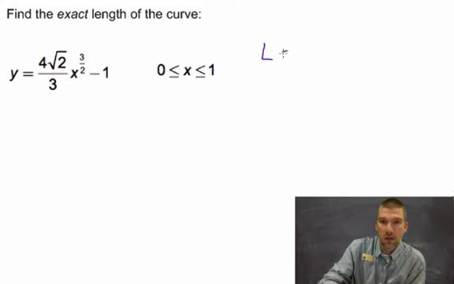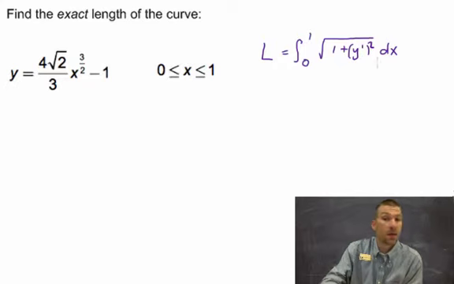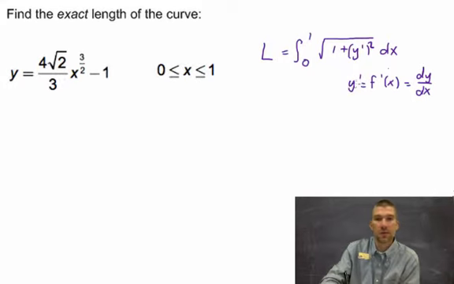The length of the curve is equal to the integral from a to b. In this case, it's going to be 0 to 1 of the square root of 1 plus y prime squared. Or you could also have dy/dx in there. Okay, so remember, y prime is equal to f prime of x, which is equal to dy/dx. So all of those can go into the parentheses there.